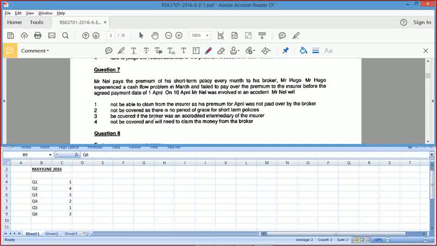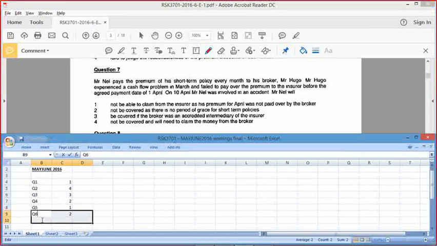Question seven. Mr. Nell pays a premium of his short-term policy every month to his broker. This even looks like a repeat question. Yes, this was the 15 days. This is from the past paper, October, November 2016.